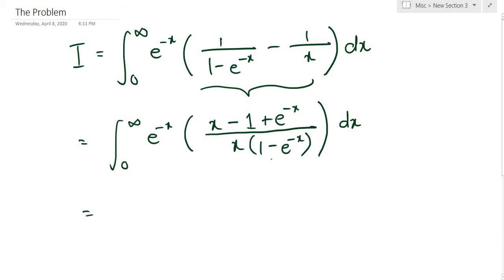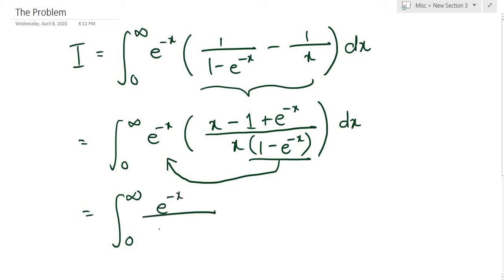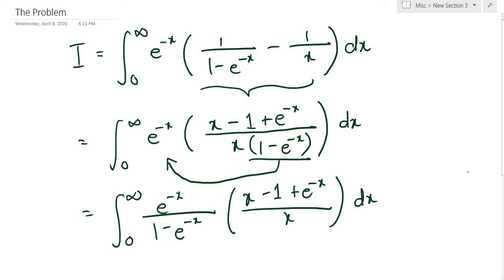Now I want to pull this part out, just this part. I want to just pull it out of this bracket, and you will see in a minute why. So when I pull it out, I have e raised to negative x over 1 minus e raised to negative x, and then whatever's in the bracket is as it is. So I have x minus 1 plus e raised to negative x, all over x. Don't forget the dx.